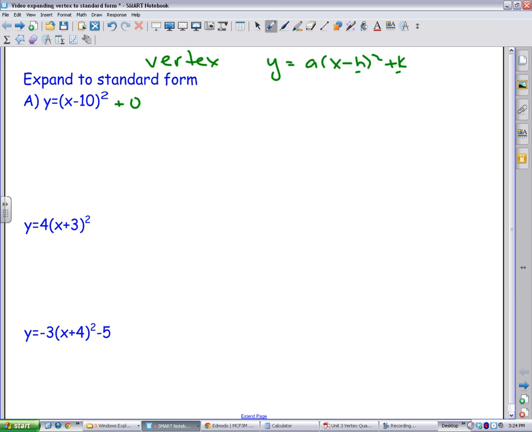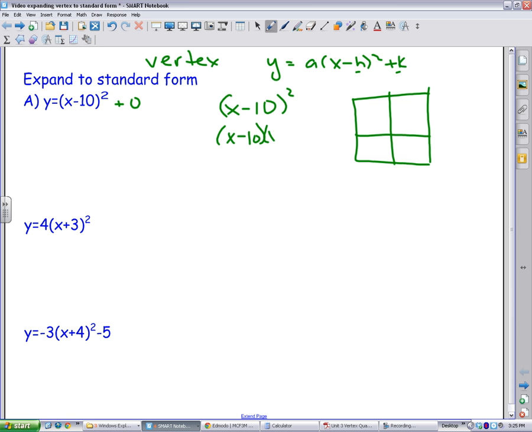All I need to do is expand the (x minus 10) all squared. So we have methods such as FOIL, using algebra tiles, or the window method. I'll use the window method. I need to recall that (x minus 10) squared is short for (x minus 10) times the same bracket, (x minus 10). So I can fill out into my window x and minus 10, x and minus 10.